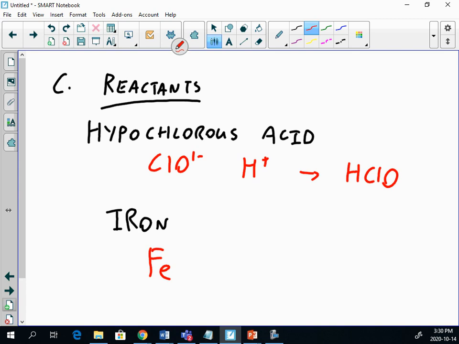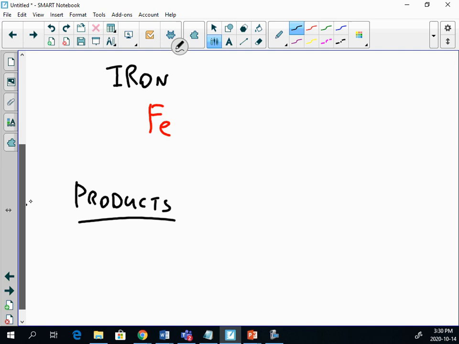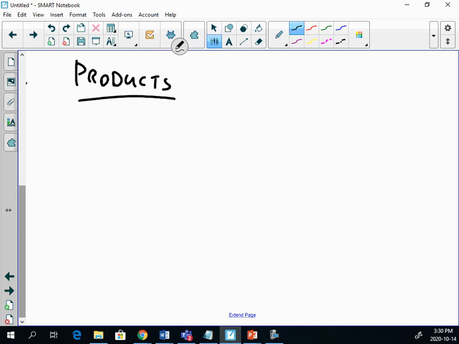Okay, then I need to figure out my products. And to do that, I should note that this is an example of a reaction where an acid attacks a metal. So it's going to make H2 as a product. Or note that this is a single replacement reaction. So I can think about the Fe swapping places with the H. And what I should come to a conclusion is that my products are hydrogen gas and iron chloride.